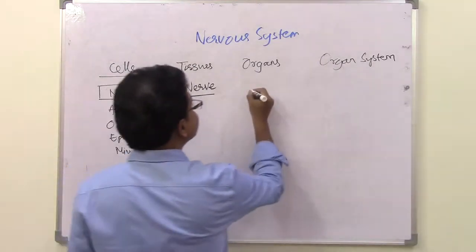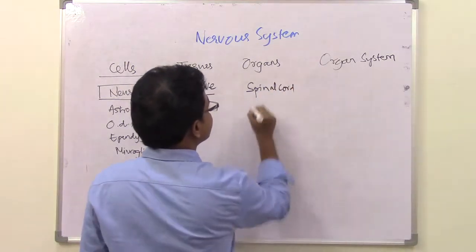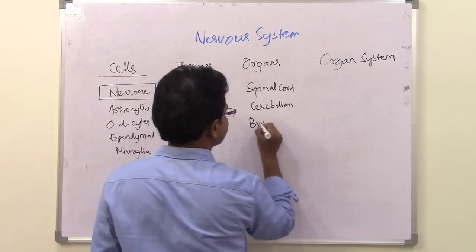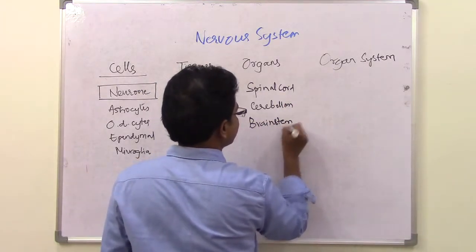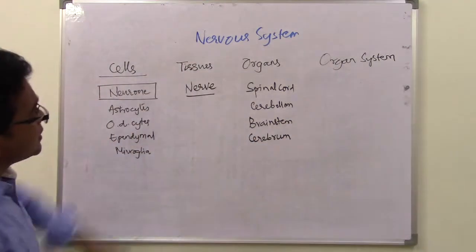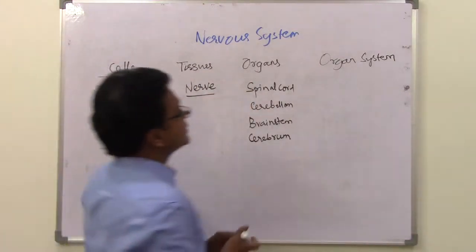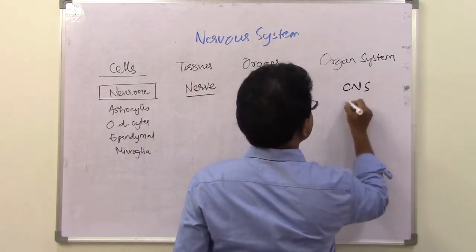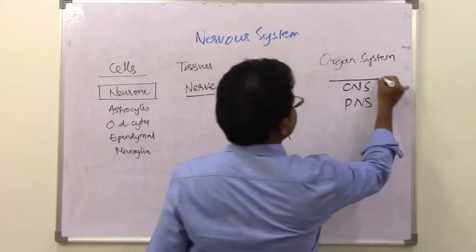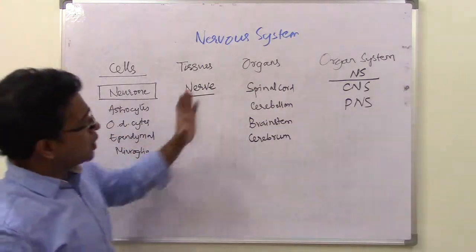One of the organs is the spinal cord, the cerebrum, the brainstem, and finally we have the cerebellum. These are different organs formed from nervous tissue, and finally this becomes both the central nervous system and the peripheral nervous system, or collectively the nervous system. So this is how it is structured. Now we go one by one.